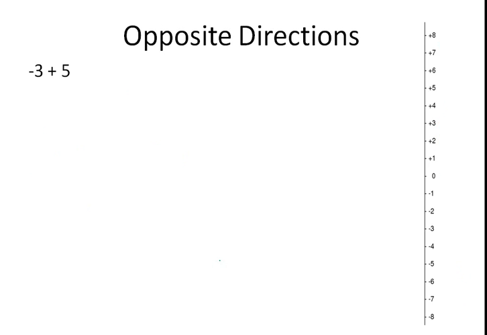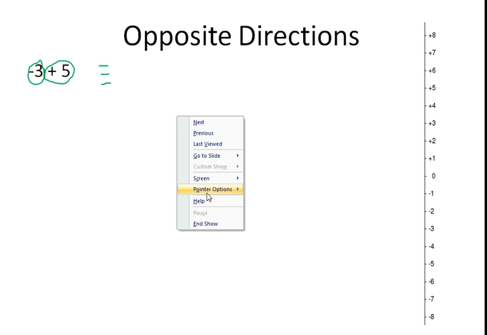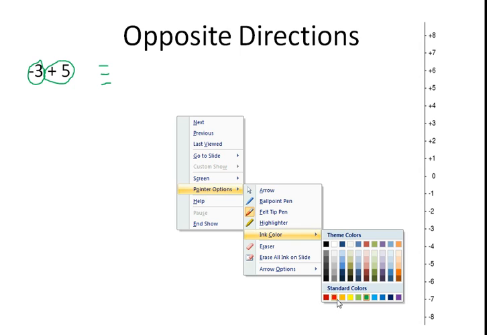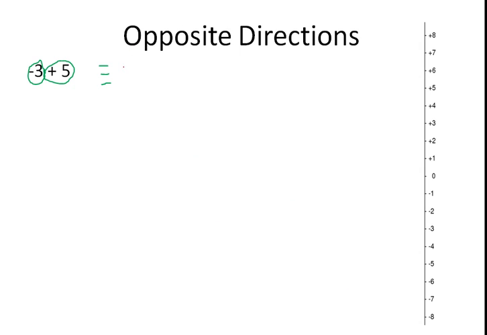Okay, so let's go now and deal with opposite directions. So in this situation, we circle the 3 and its negative sign and the 5 and its plus sign. So we have two integers. One's going in the negative direction and one's going in the positive direction. So if we look at it with plus and minus signs, we start out with 3 negatives, and then we go into adding 5 more. So we have 5 positive.